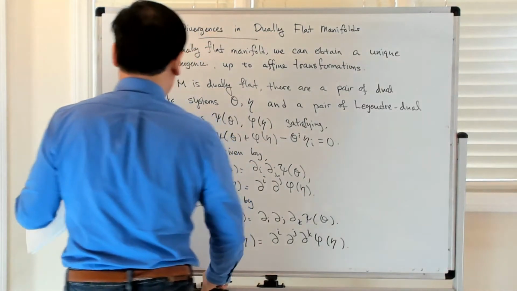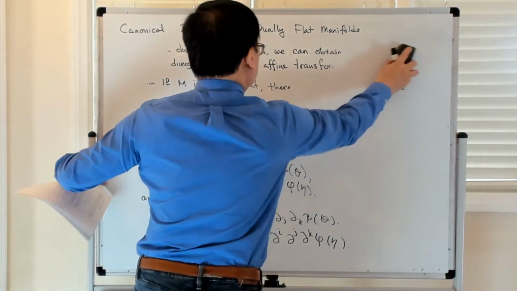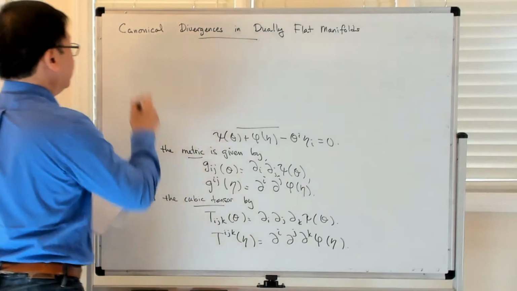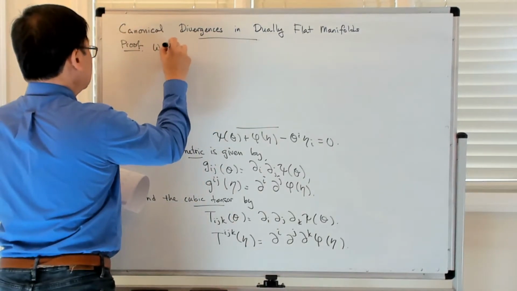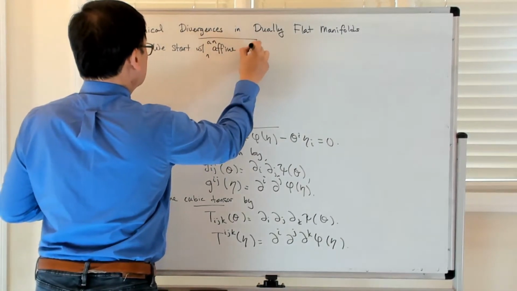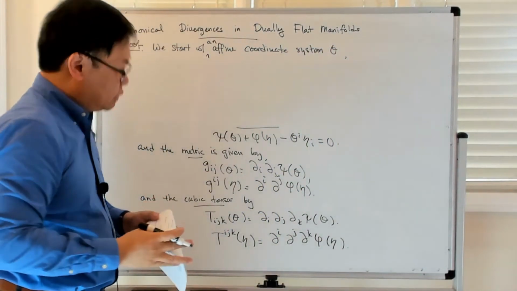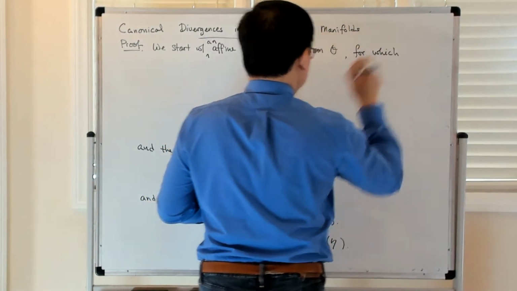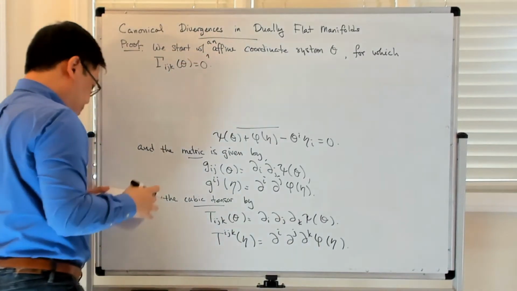Okay, so let's try to do that a bit more explicitly now. Let me mark that off here, and then we'll have to keep erasing it in order to develop the rest of the proof. So the proof is as follows. We start with an affine coordinate system theta, which we know is there because we assume that M is dually flat, for which the connection coefficients gamma_ij^k(theta) equal 0.